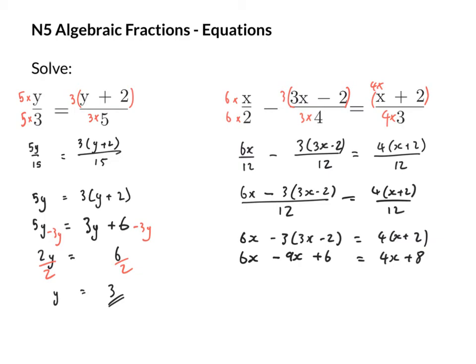Once I've done that, I need to tidy up any like terms. So these two x terms on the left hand side of the equation, I'm going to group them together. 6x minus 9x will give me negative 3x plus 6 equals 4x plus 8. Now I can start solving it. So I've got x's on each side. I'm going to get rid of this minus 3x by adding 3x to each side.